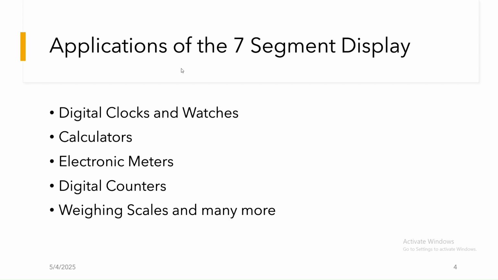What are some applications of the 7-segment display? The 7-segment display is used in digital clocks and watches. You may notice that some old watches or some old clocks use this 7-segment display. Calculators, even till today, still use it. Electronic meters, such as ammeters, voltmeters, ohm meters, multimeters, some old oscilloscopes, some breadboards, all use 7-segment displays. Digital counters, weighing scales, and many more. For example, in the gas station, when they fill up your fuel, the device has a 7-segment display.